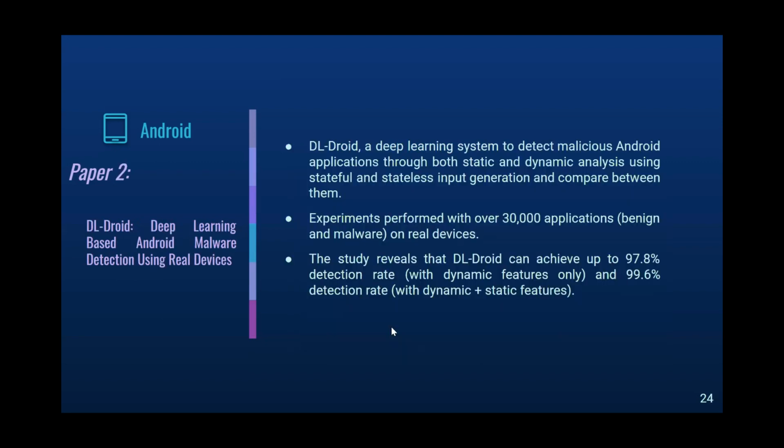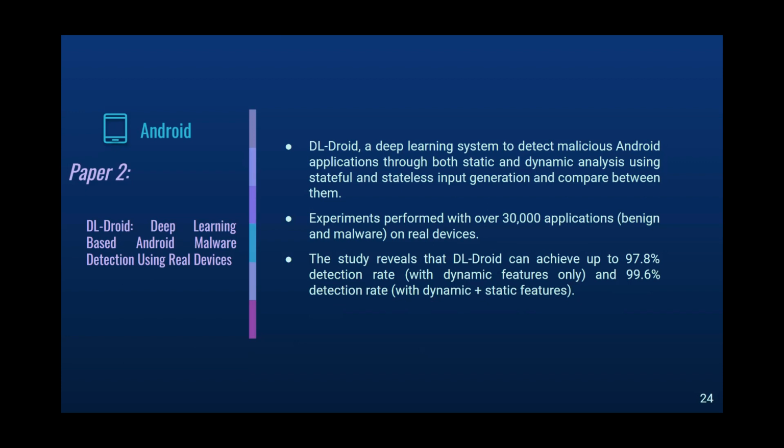Then this is the last paper. It's an Android detection technique. It used both static and dynamic, which means it's hybrid. It used both separately. He found that by using the dynamic features only, it's 97.8%, and by adding the two, dynamic and static features, it became 99.6.